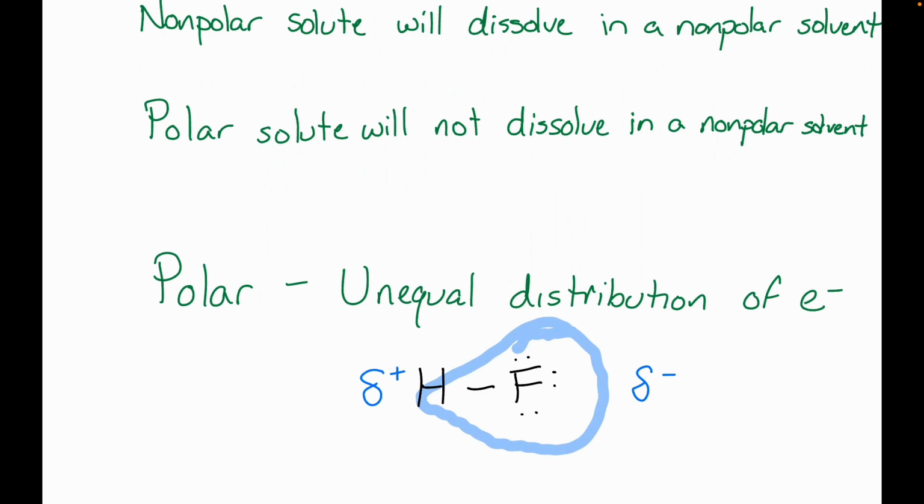Some electrons live in one part, giving it this partial negative charge, and they're absent from another part, giving it this partial positive charge. Okay, this little fancy symbol here, this lowercase delta, means a partial, in this case, negative charge. All right, so we're going to come back to this idea of like dissolves like in a second.